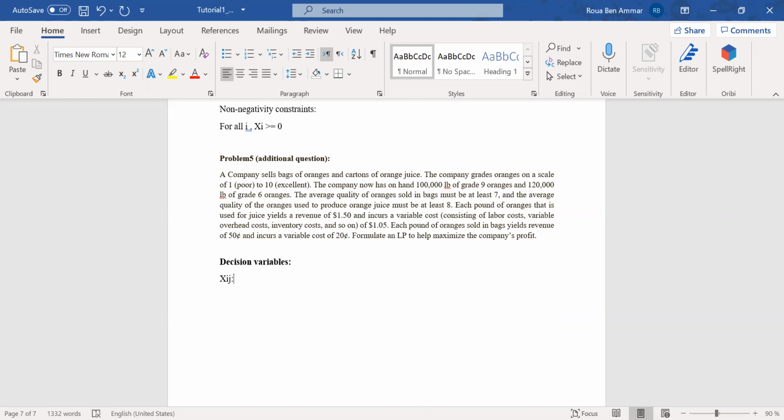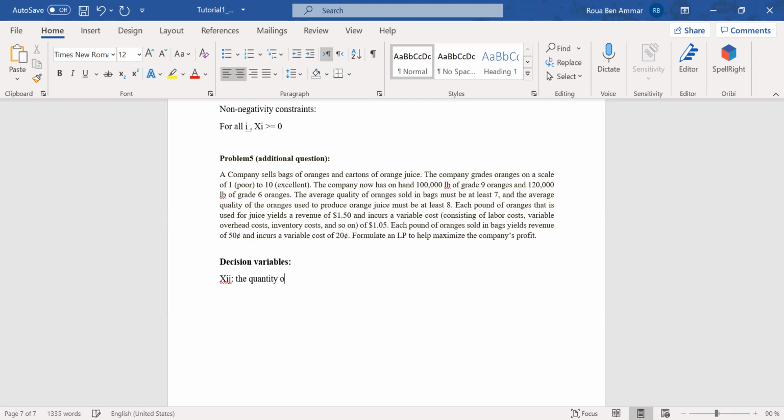Xij is the quantity of oranges of grade I to be used in product J. I goes from 1 to 9. And the products, we have two products, 1 or 2. The 1 will indicate the orange juice, and 2 will indicate the oranges sold in bags. Is it clear? Yes, miss. Okay.